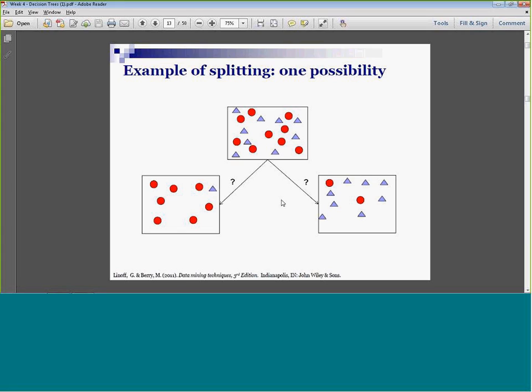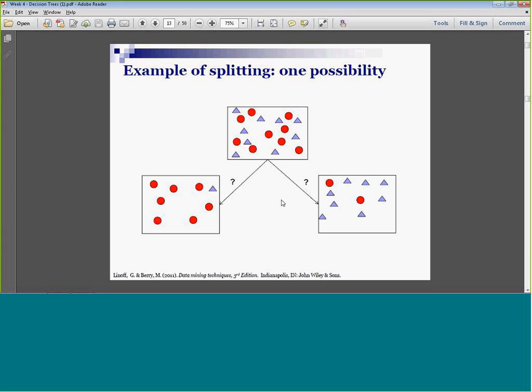Well, what we have to do is calculate how well that value of that variable splits the data. It looked like it did a good job, but that's just visual. How well does it do? We have a way of measuring that. We have a measure of node purity. Splits that lead to higher purity are better candidates.